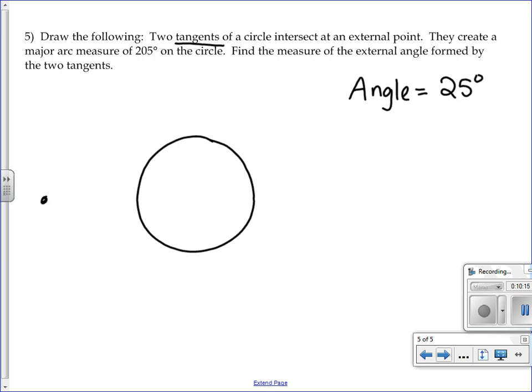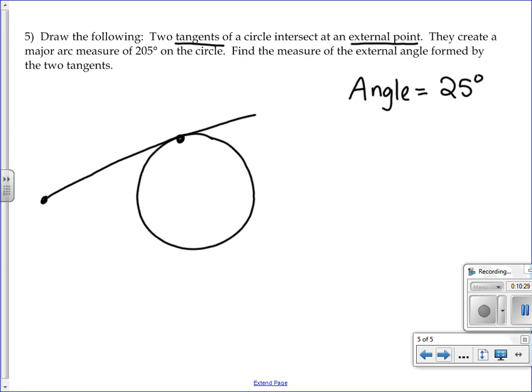Okay, so I've got a tangent line traveling. It's going to hit my circle. It's going to keep going. Okay, I'll move my circle up a little bit. Now I have another tangent that's going to do the same thing, but these are going to meet at an external point. So that means my two tangents are going to meet here at this external point. Now it says when this happens, they create a major arc measure of 205 on the circle.